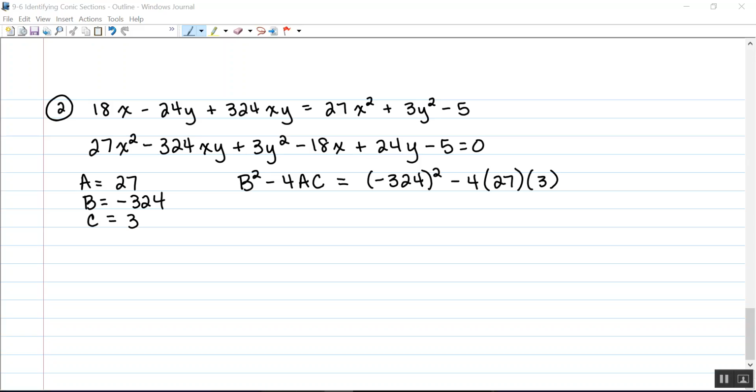Okay, yeah, punching that into my calculator, that's 104,976. Wow. Minus 4 times 27 times 3 is 324. Doesn't really matter what the number is, but that is going to be greater than 0, so that means that this is going to be a hyperbola.